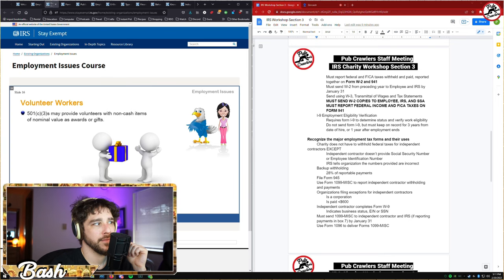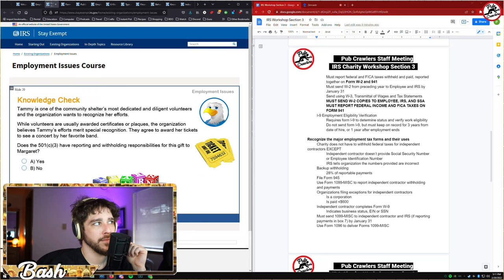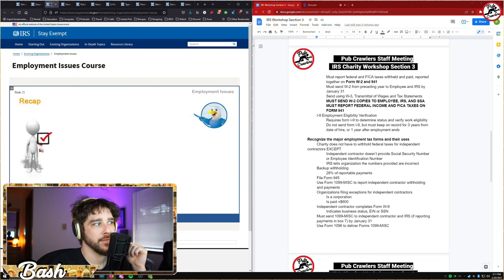Awards or gifts. In general, if these are non-cash items, let's look at an example. Let's go over what you've covered.